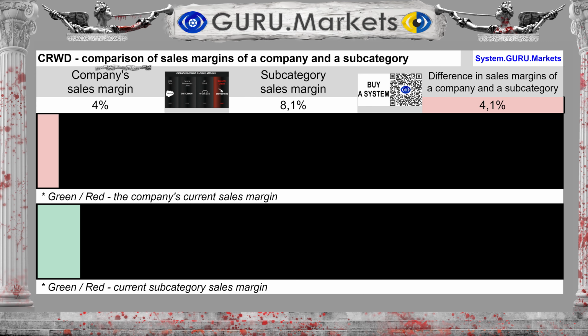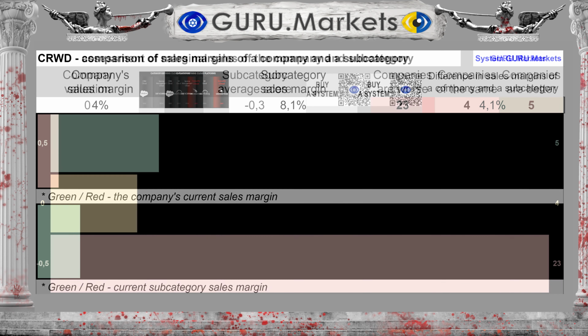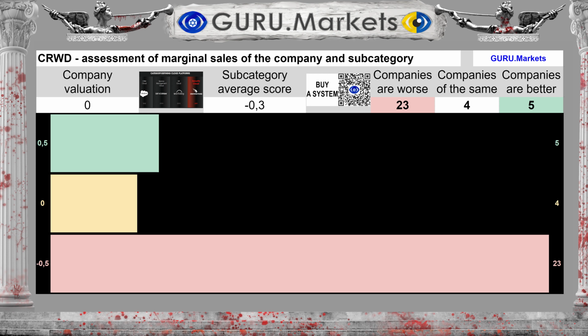The margin is 4%, with an average for the subcategory of 8.1%. The difference between the subcategory average and the company's performance is 4.1%. Assessment of sales margins in comparison with the indicators of companies in the subcategory. Tolerable, 0 points.